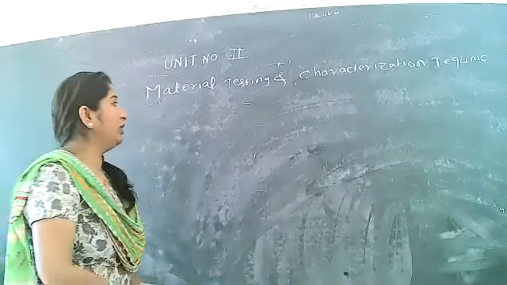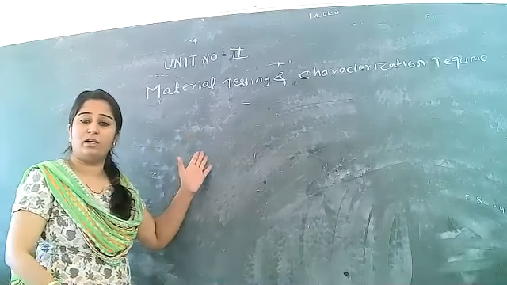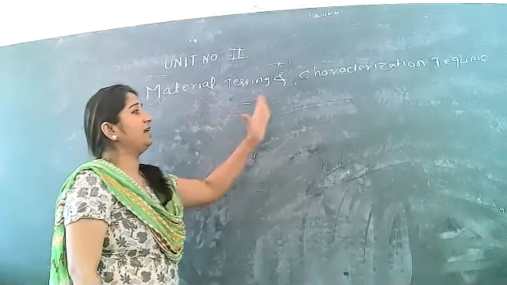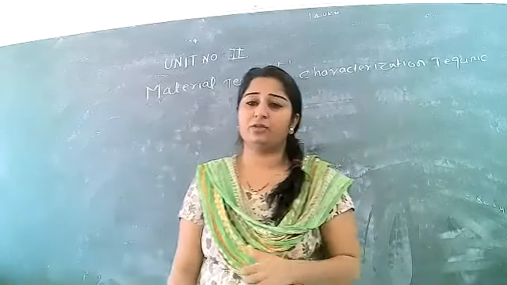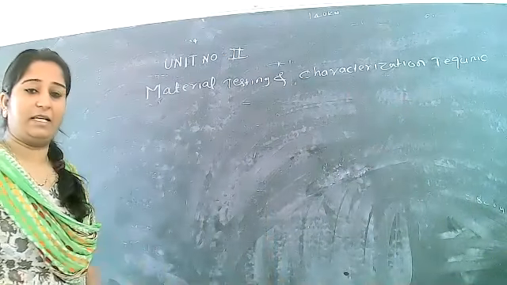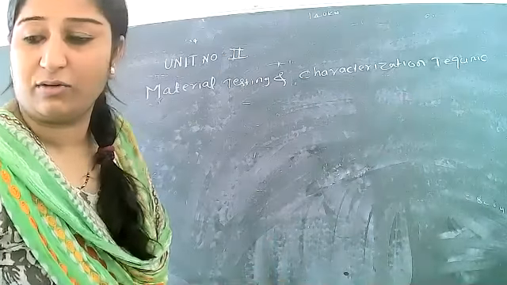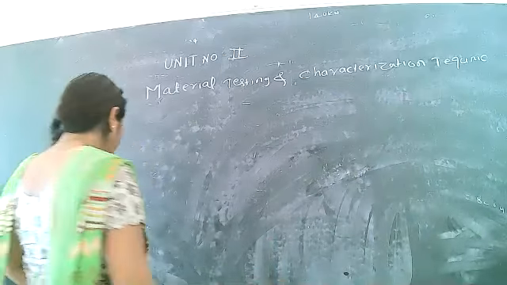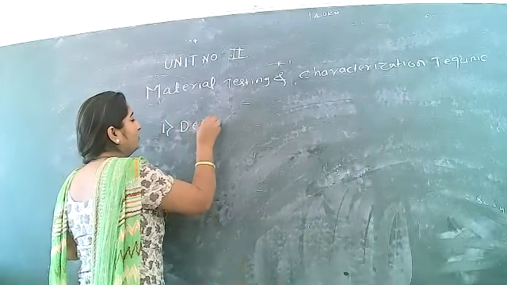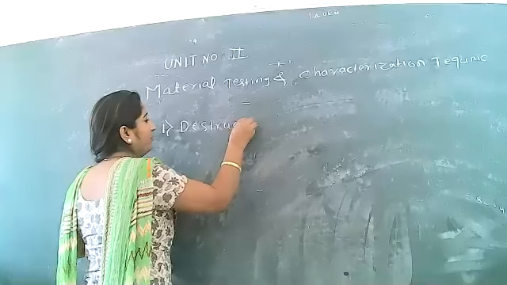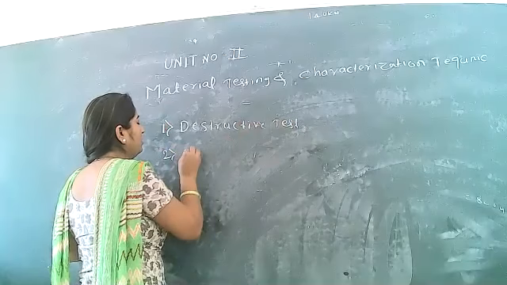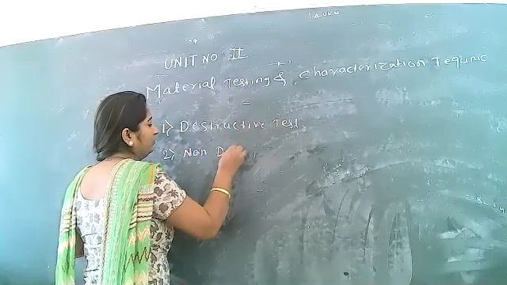Good afternoon, students. Today, we will study unit number 2 of engineering metallurgy, that is material testing and characterization techniques. In this unit, we are going to study the two types of material or metal testing, that is destructive test and non-destructive test.